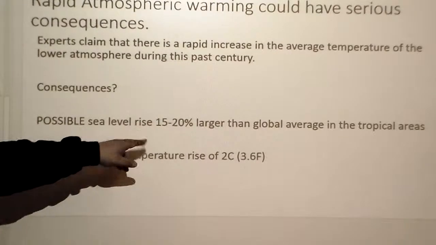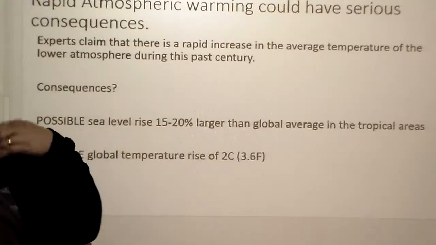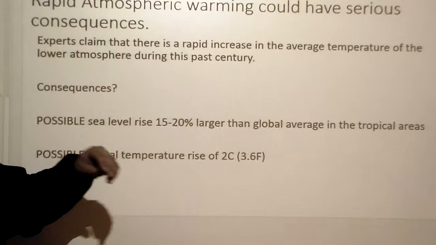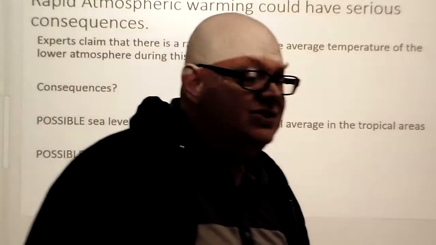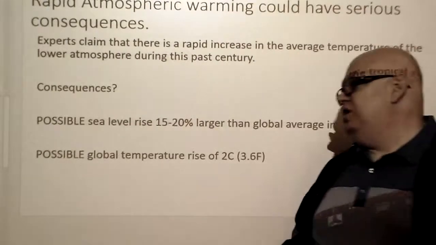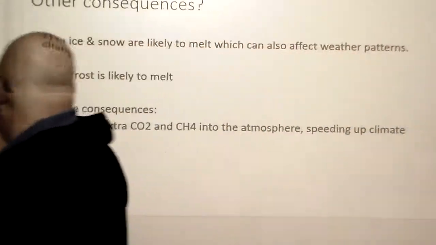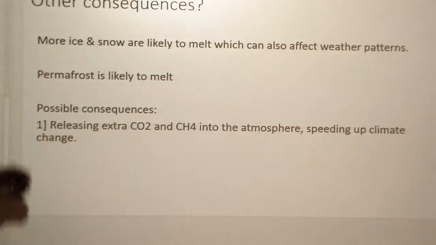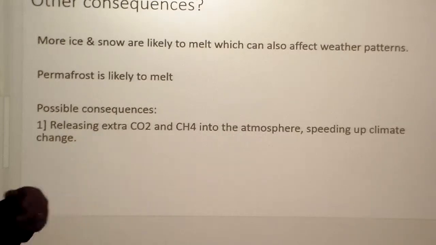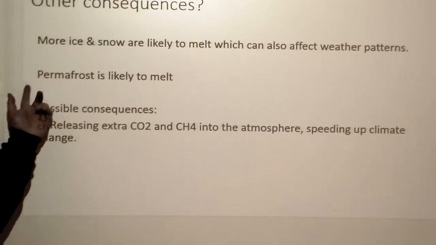A possible sea level rise of 15 to 20% larger than the global average in the tropical areas. Possible global temperature rise of 2 degrees Celsius or 3.6 Fahrenheit. Now that may not sound like much, but the reality is that can have a major impact on things. When you have an increased temperature like that, more ice and snow are more likely to melt. Now this can also impact weather patterns.